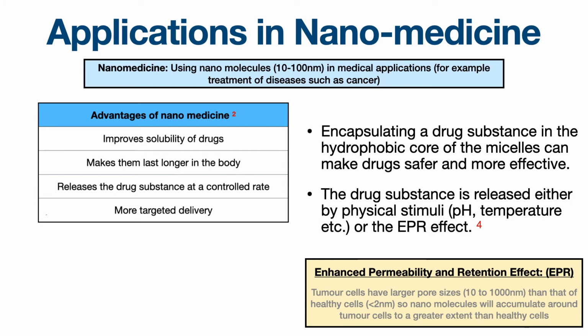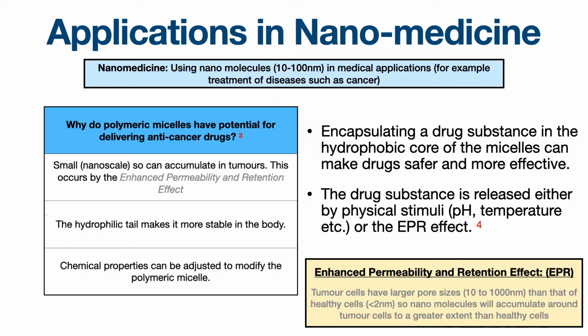And when we get to where they want to be, they can either be released by physical stimuli, so if there's a change of pH, for example, or another way, which is particularly useful in cancer, is something called the enhanced permeability and retention effect. And this is basically the idea that tumour cells have larger pore sizes than that of healthy cells. So nanomolecules, which as you can see are between 10 and 1000 nanometers, would accumulate around these tumour cells through these larger pore sizes and therefore target them more so than healthy cells.